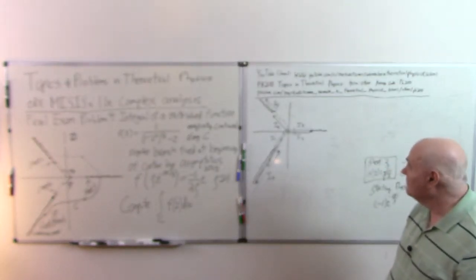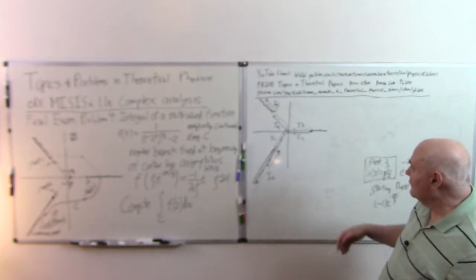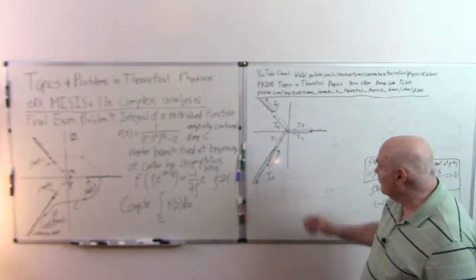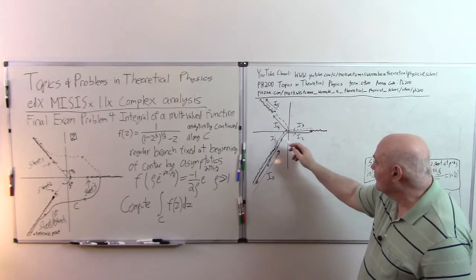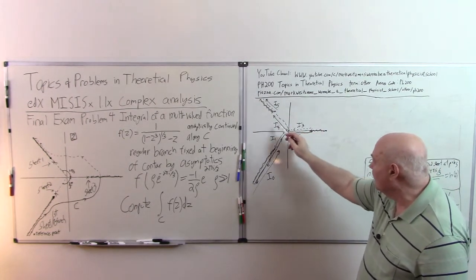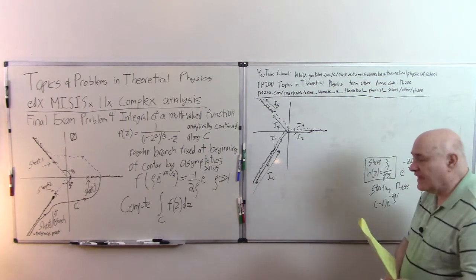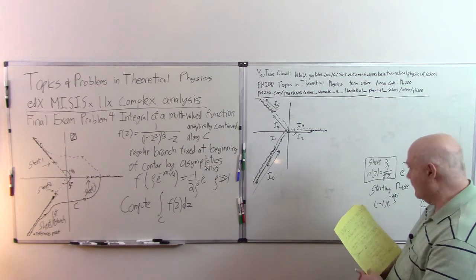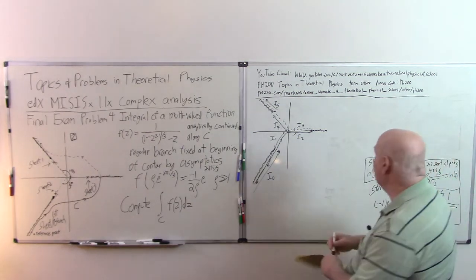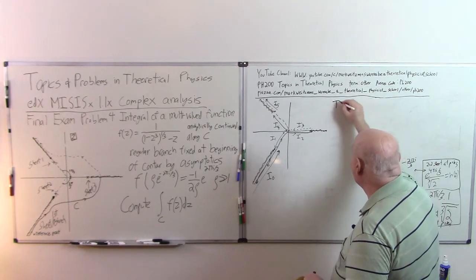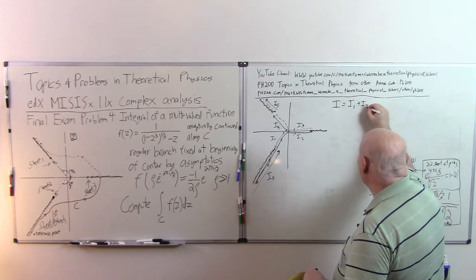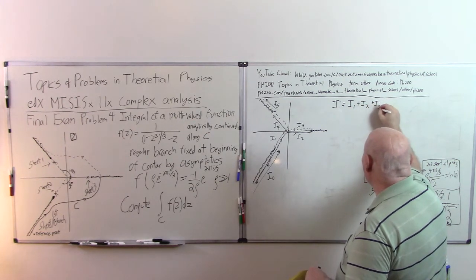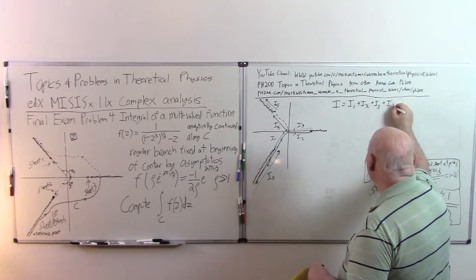So I've deformed the contour in the previous videos, and we've shown that this part cancels with this part. We're left with these four integrals, I1, I2, I3, and I4. If we evaluate those and sum them, we'll have our integral. So let me just write that down. I equals I1 plus I2 plus I3 plus I4.